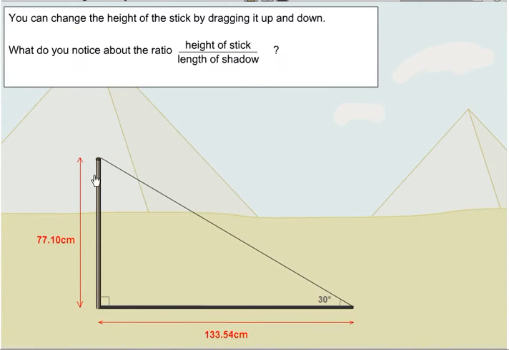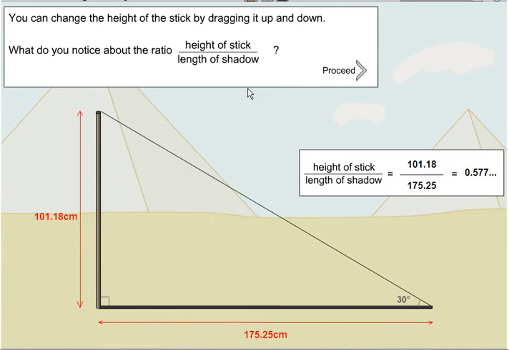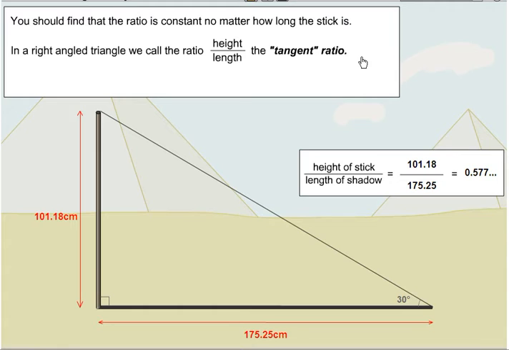What do you notice about the ratio of the height of the stick to the length of its shadow? You should find that the ratio is constant no matter how long the stick is. In a right-angled triangle, this ratio of height to length is called the tangent ratio. We say that the tangent of 30 degrees is 0.577, and we write it as tan 30 = 0.577.